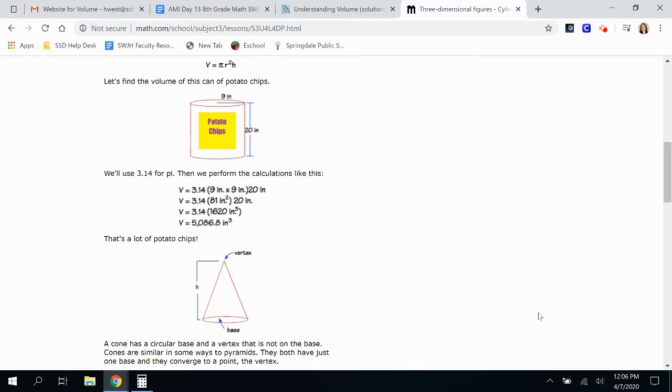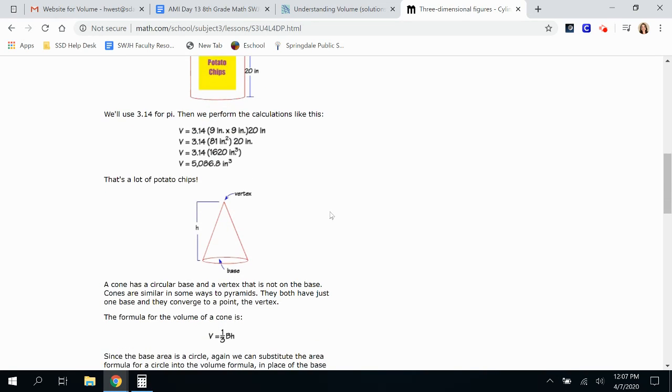Okay, so that was a rectangular prism, finding the volume. Let's look at the cylinder. The volume for a cylinder is pi r squared times h. Pi can be written as 3.14. Our radius is this part here at the circle of 9 inches, and then our height is 20. So when we put this in our formula, 3.14 times 9 squared, and then times the 20 height, we will get 5,886.8 inches cubed.